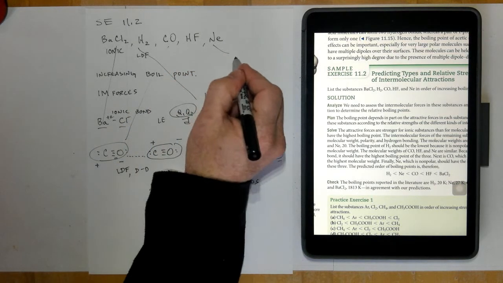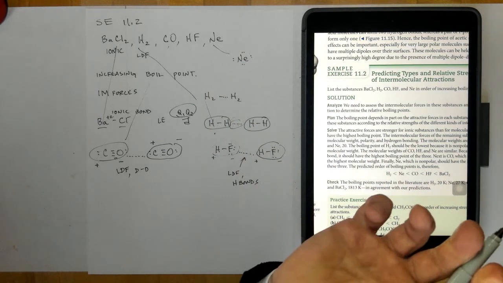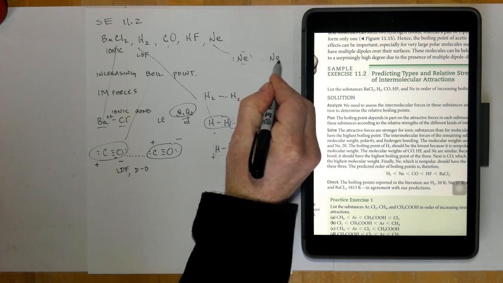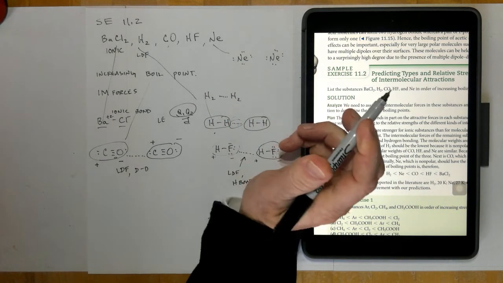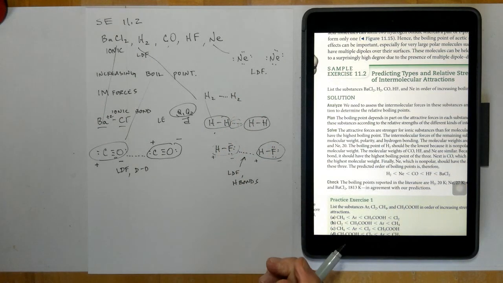And then lastly, we have neon, and neon is just, well, neon. I mean, if you draw the noble gas, it's just neon like this. What sticks one neon to another neon? Well, there's only one choice, and that would be London dispersion forces, right? London dispersion forces are based only on electrons, right? The more electrons you have, the stronger they're going to stick together.